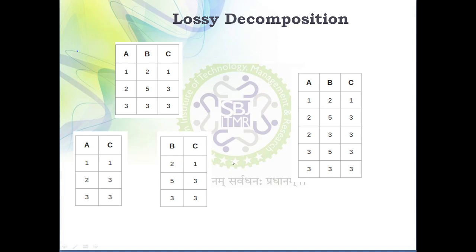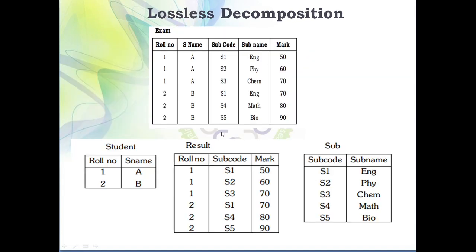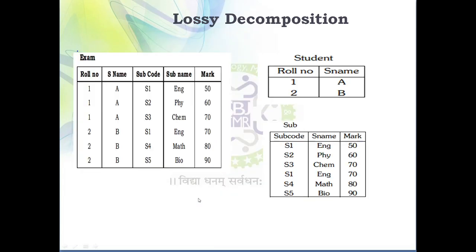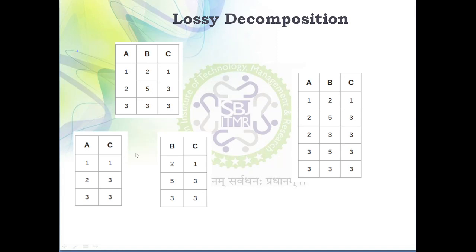Now I will show you the lossless decomposition. In lossless decomposition also we have considered a common attribute. So between student and result, what is the common attribute? Roll number. Here, is roll number repeated? No, here roll number is not repeated. So that is lossless decomposition. One more thing that you need to understand: the common attribute is present between the two tables, but in case of lossy decomposition, that common attribute is non-prime in both cases.